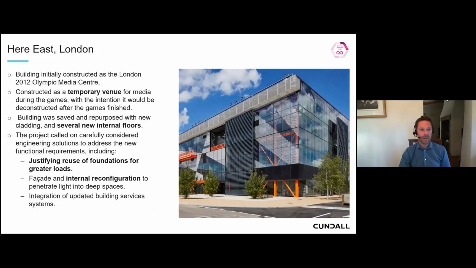Just a quick project example here. Here East was a temporary venue for the London Olympics back in 2012, and at the end of the event it became a redundant space. So we went in there and did quite a deep cut and carve, introduced several new floors, looked at overloading some of the existing foundations, and carried out extensive facade and internal reconfiguration. It's an example of how you can regenerate an existing building and bring it back to life, and not just focus on heritage buildings, which tend to be the things that are repurposed.